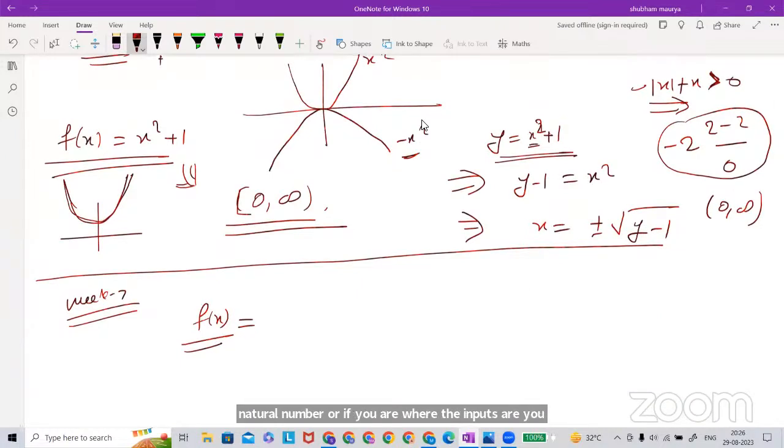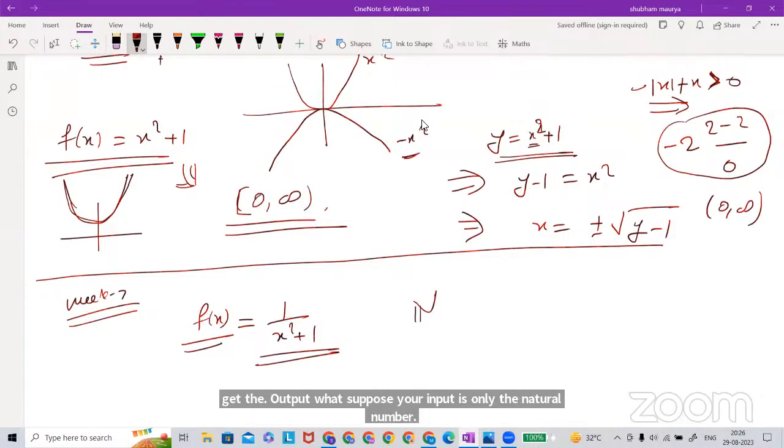Suppose you have 1 upon x square plus 1. Suppose this is a function you have. In this case, if you assume x is any real number, you can put it here and you will get the output. But suppose your input is only the natural numbers, then this function can be treated as a sequence.